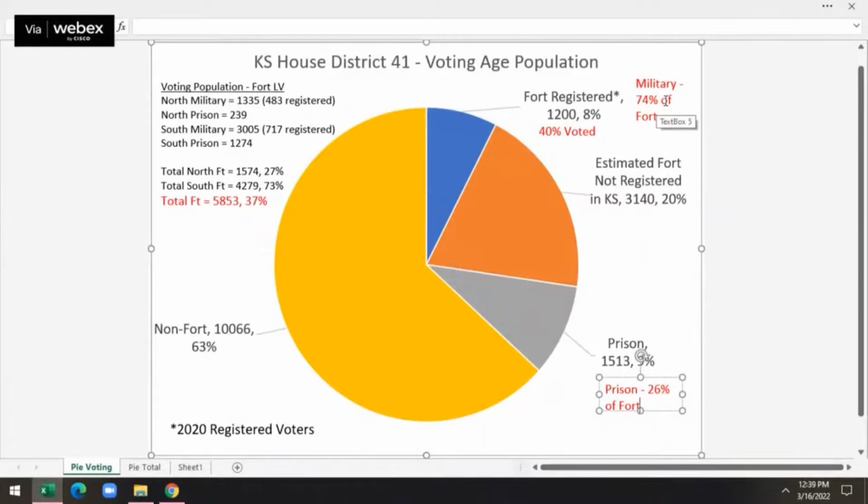And in 2020, we only had 1,200 registered voters off the 2 fort precincts, and only 40% of them voted. So basically, people that run in the 41st have a pretty good chunk of people that they don't have to campaign to because they aren't registered in Kansas or they're just not eligible to vote. I stopped sharing. That's everything on that.